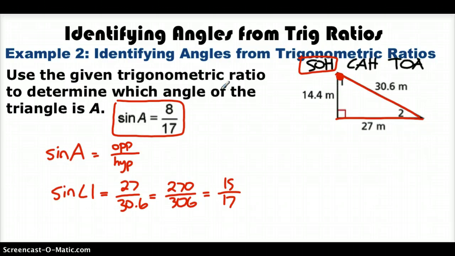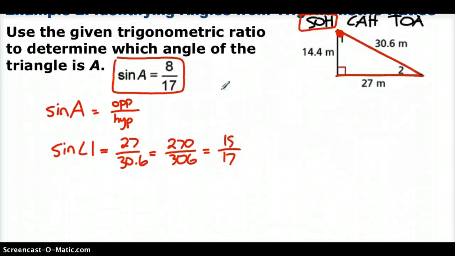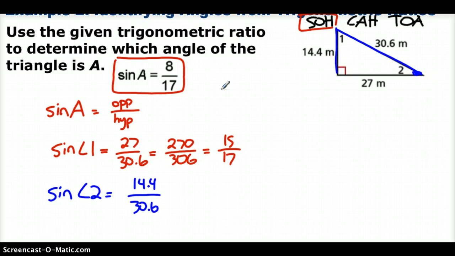Now I'm going to test angle 2. I'll change colors here, maybe to blue, and erase this red up here so our picture is a little better. Now look at the sine of angle 2. The opposite leg to angle 2 is 14.4, so I'm going to write this as 14.4 over our hypotenuse, which is still 30.6. Again, I don't like these decimals, so I'll multiply both the top and the bottom by 10, which gives 144 over 306. If you reduce these, you'll end up with 8 over 17.